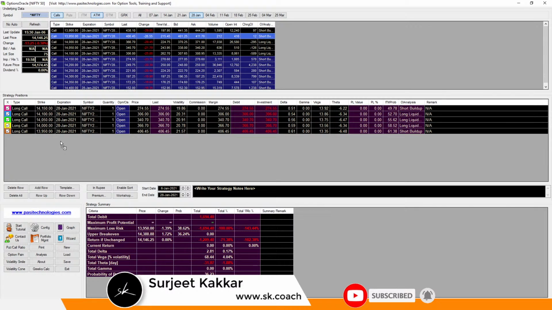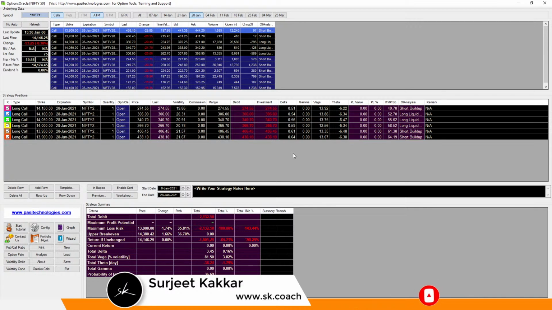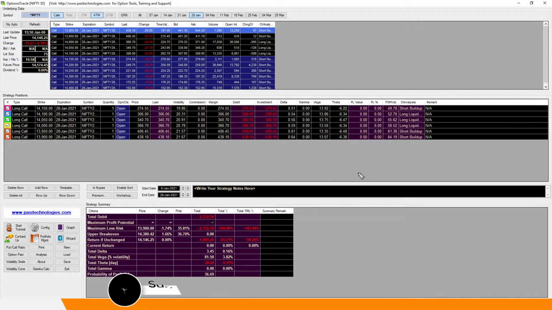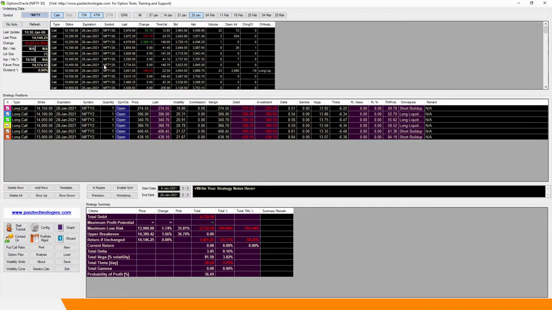Then we have 13,900. Now what you will see is, like we talked about, the more we start getting in the money, the value of the Vega will start reducing. You can already see a reduction in Vega, but I'm still taking values which are very close by. So let me take something which is really far away, and you will see a substantial change in the value. Let's say I take the 11,000.